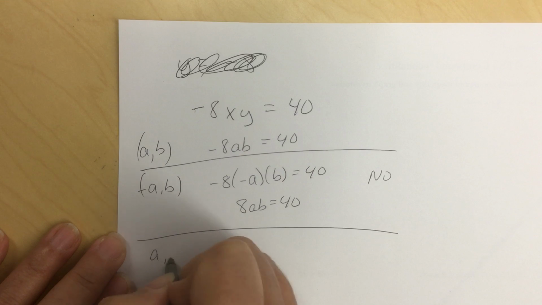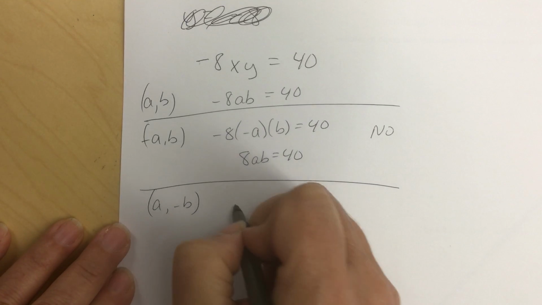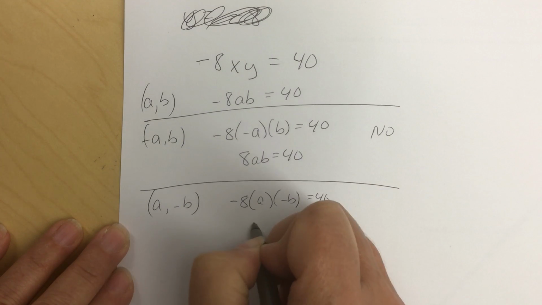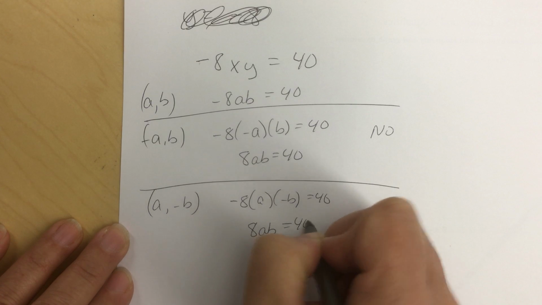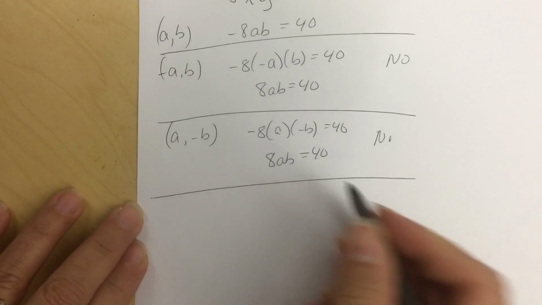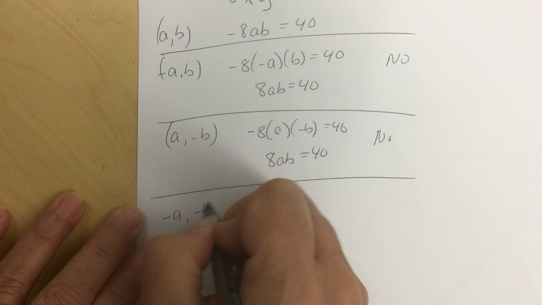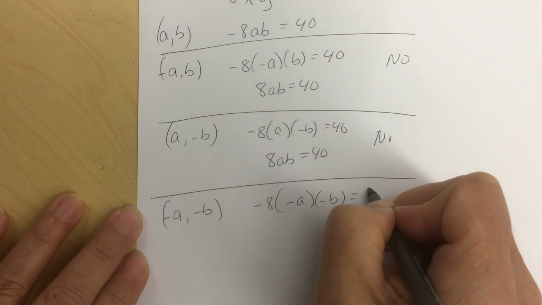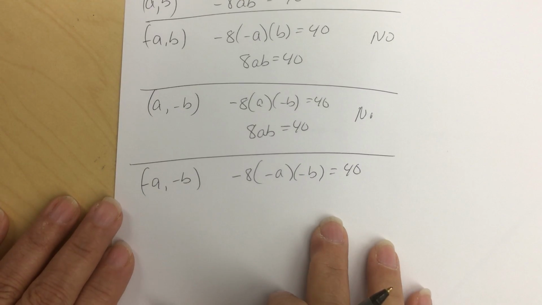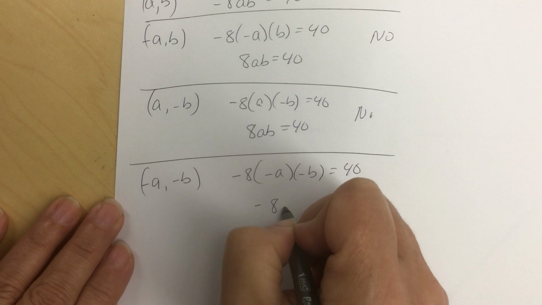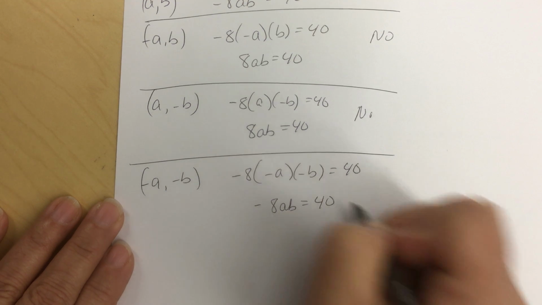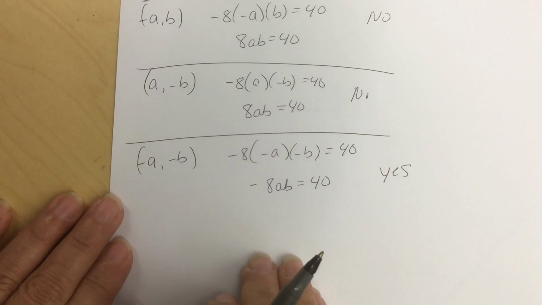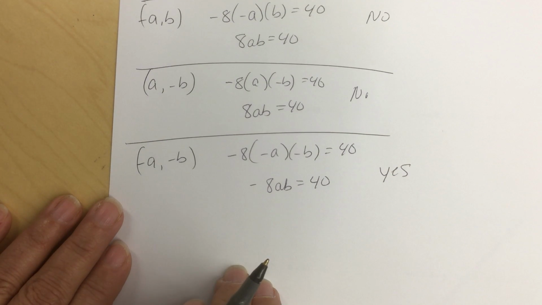If you plug in a positive a and a negative b, that's a negative 8 and an a and a negative b. That's also 8ab. That's different. But if you plug in negative a and negative b, you get negative 8, negative a, negative b. Two of the negatives reduce, and you're left with a negative 8ab, which is equal to 40. So that would work. That's a yes. So this one will be symmetric to the origin, but not to the x or the y.